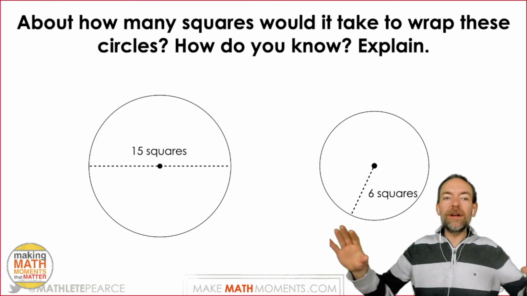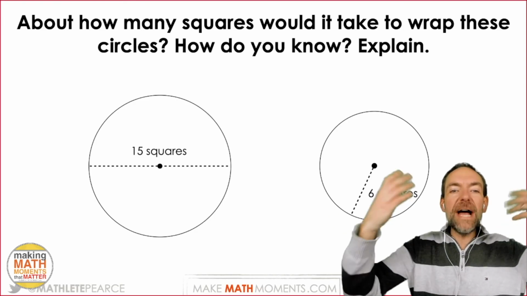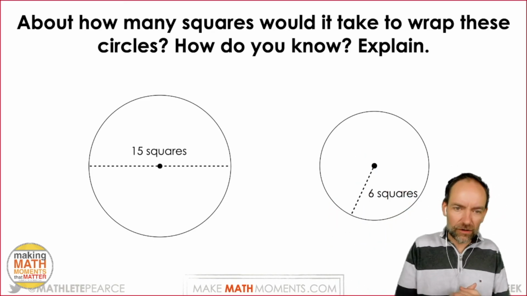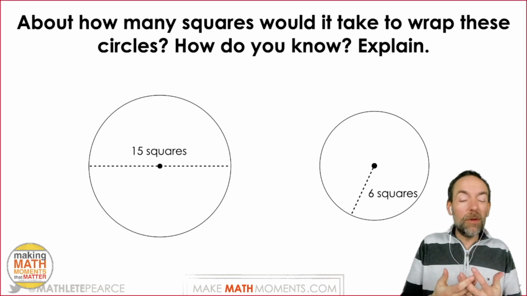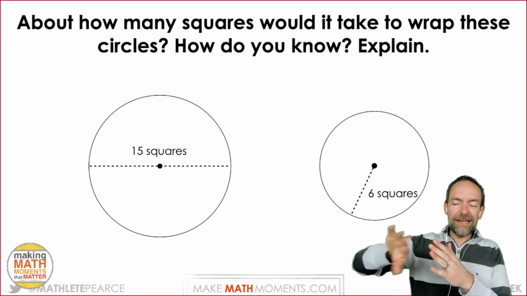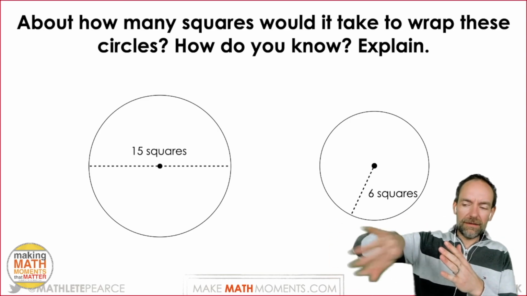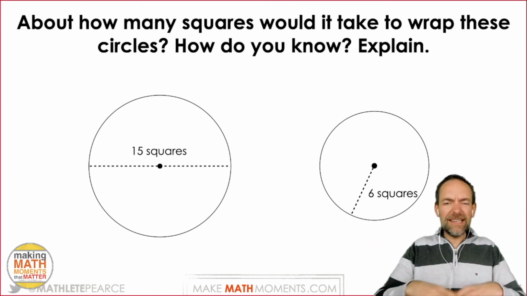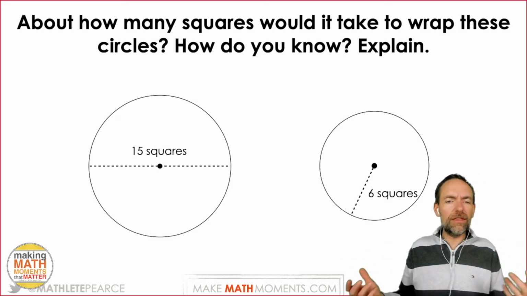So I'm wondering if you were able to come up with about how many squares it would take to get all the way around these circles. And I want you to most importantly explain. So don't worry about that 14 hundredths, that extra part. Just give us a roundabout. I want to hear your thinking about that.